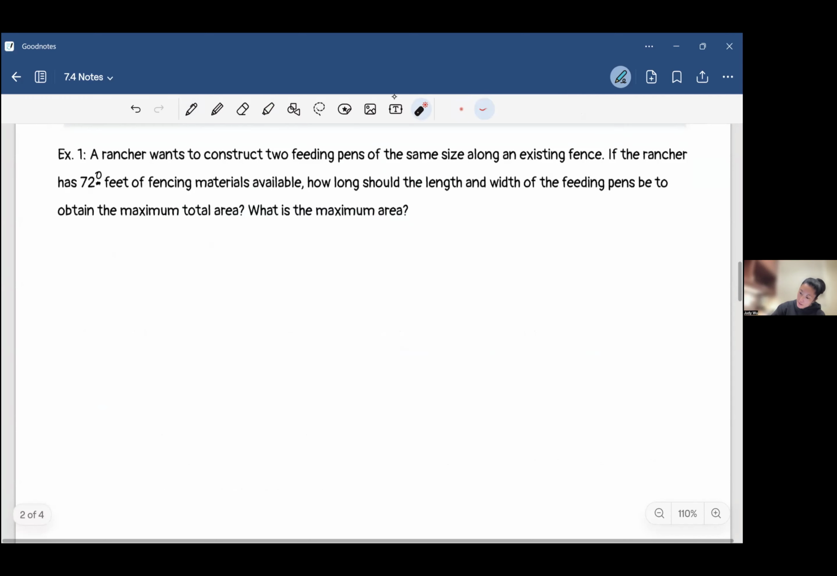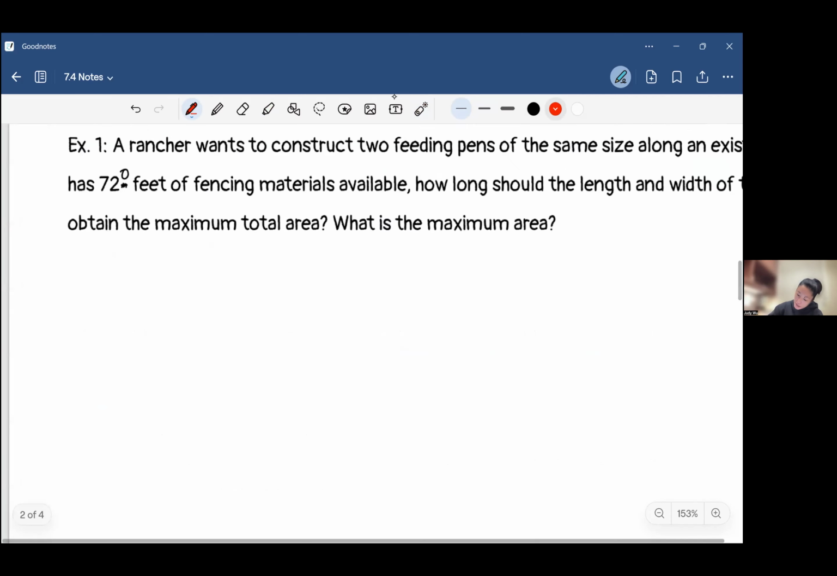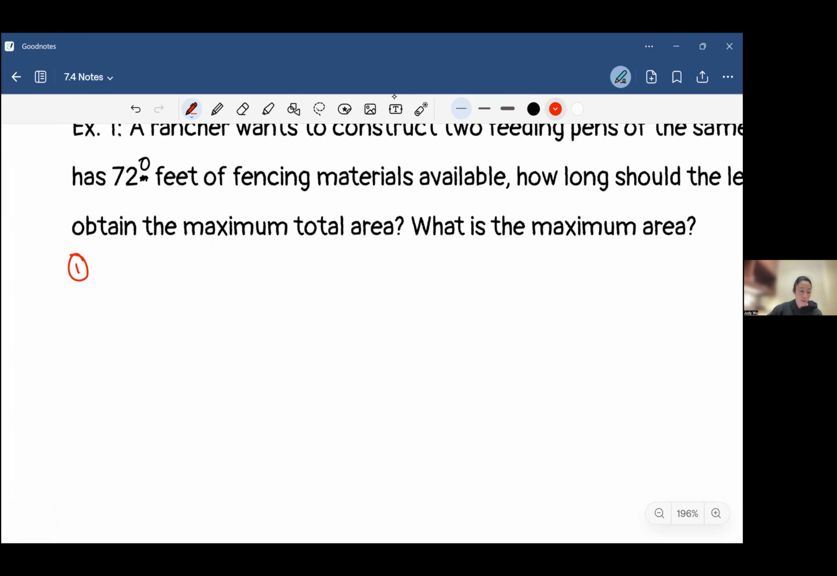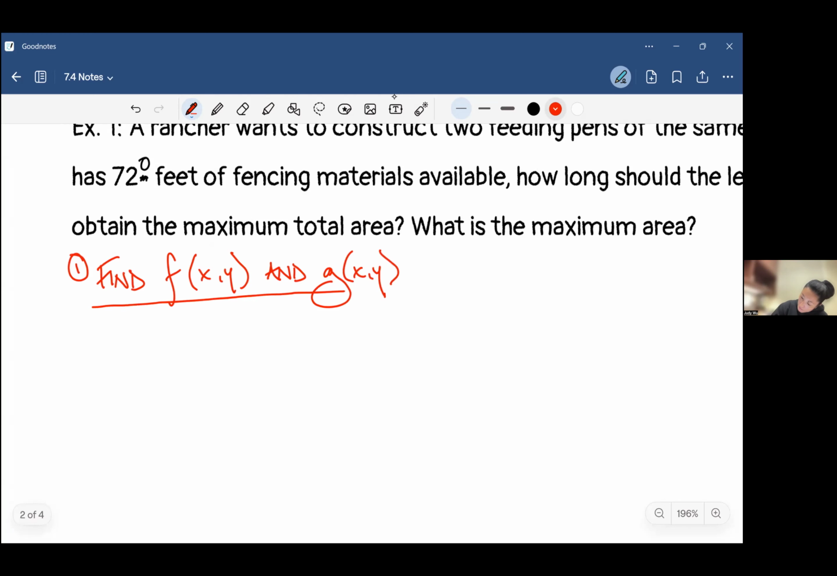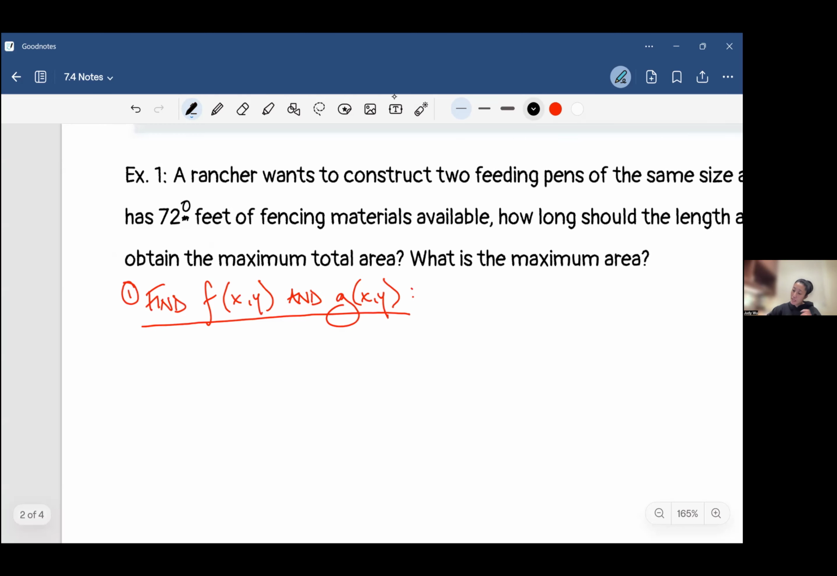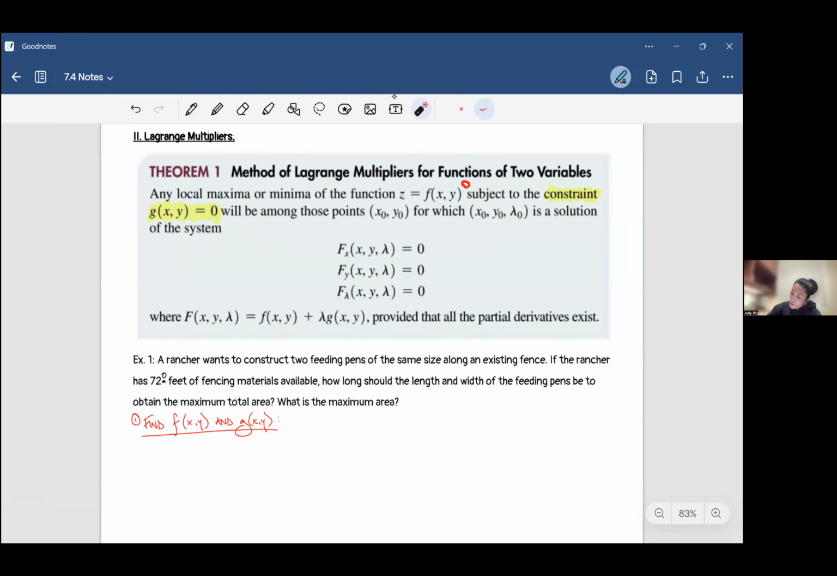All right. So here's how I like to set up for Lagrange multipliers. What I like to do is find my f of xy equation and my g of xy. This step is going to be pretty short, but it's important that we find the function we want to minimize and our constraint function.